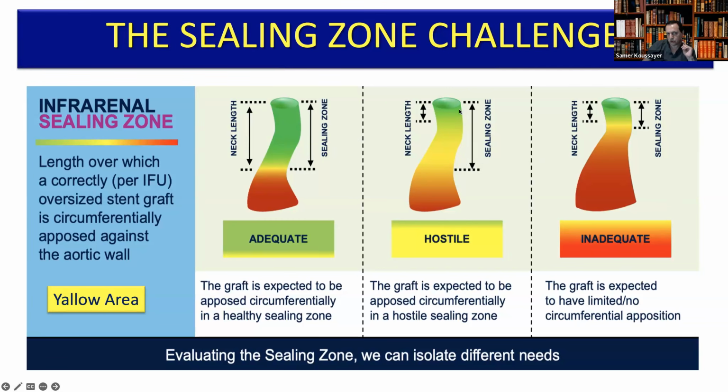When you have a short neck and a long sealing zone, we call it a hostile neck. When you have a short neck and a short sealing zone, we call it an inadequate neck. Why is that important? Because with a hostile neck, you get a seal, but the seal is not strong enough, so you need to strengthen your seal. Here you have no seal, so you cannot even try the EVAR here.